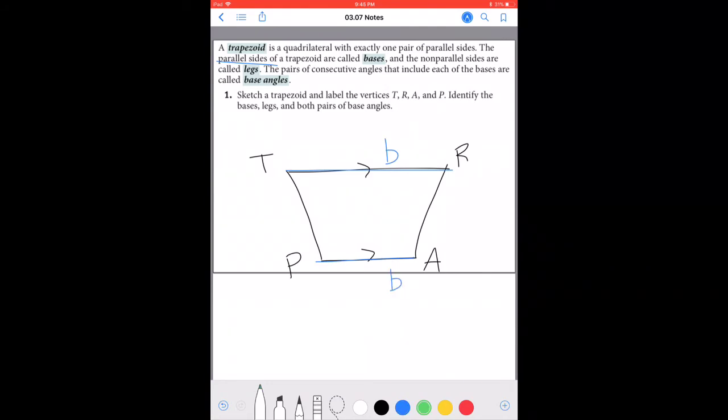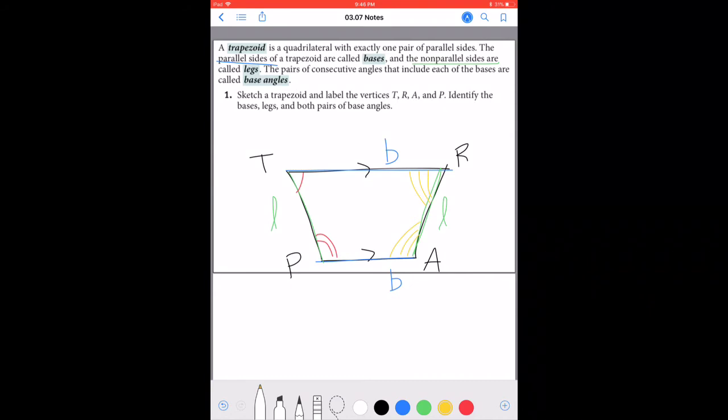Alright. Next up it said the non-parallel sides were our legs. So these were our non-parallel sides. So we would put an L there for leg. And now the trickiest part is the pair of consecutive angles that include each of the bases. So that means these two right here would be base angles. Alright. And then the other two would be another pair of base angles.